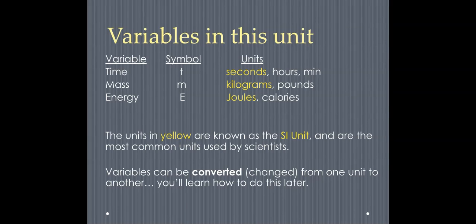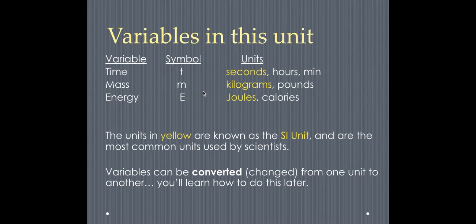The units to describe time, I haven't put all of them on here because that would take a lot of space, but I put some of the main ones. Time could be measured in seconds. It could be measured in hours or minutes. Mass, or you can think about how much stuff is in an object, or a lot of times we think about how heavy something feels. The symbol for that variable is a lowercase m.